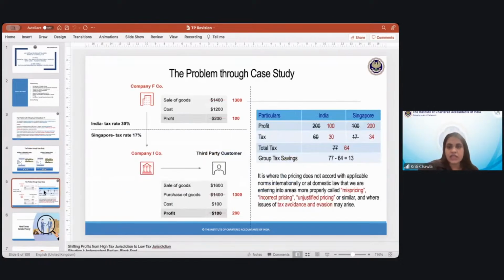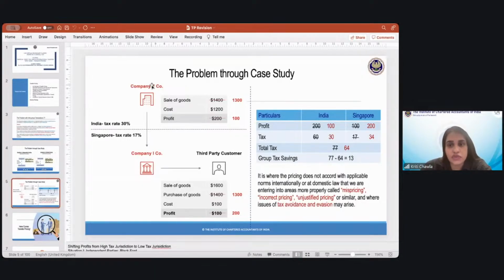We'll take this through another case study, right here. In this particular case study, there is company F, and company F is in India. The tax rate in India, let's presume, is 30%. Company F is manufacturing a particular commodity, and then they are selling the commodity to company I. And then company I sells the commodity to a third party customer. Company I is in Singapore, and the tax rate in Singapore is 17%. So what happens in this kind of situation? Well, we have company F.